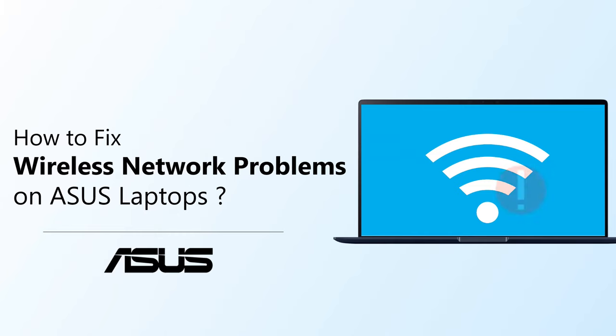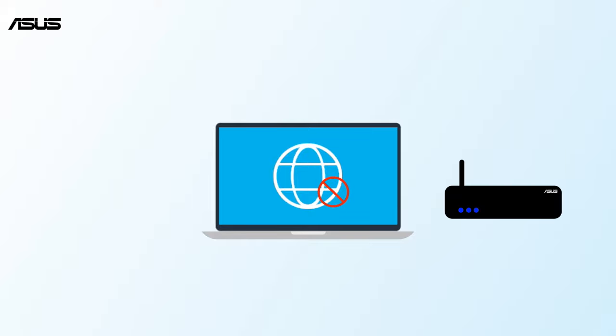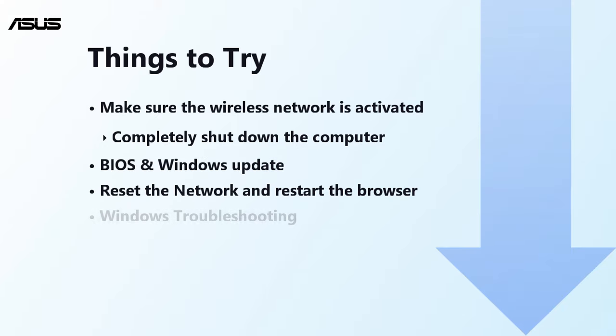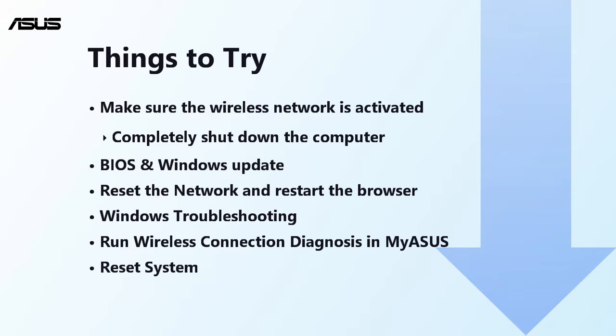How to fix wireless network problems on ASUS laptops. When you find the wireless network problem on the laptop, you can cross-check the laptop and the internet equipment first to identify where the problem is. This tutorial video only offers the solution to internet dysfunction caused by the notebook.